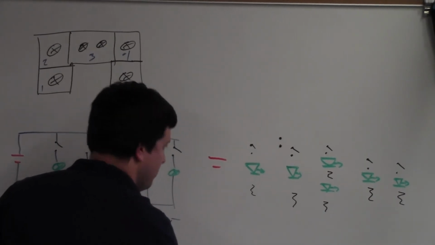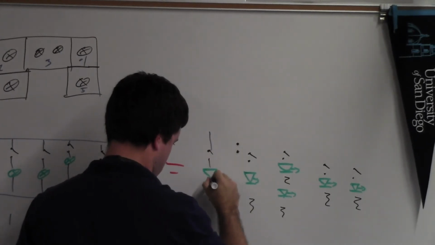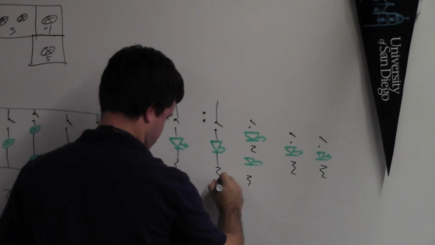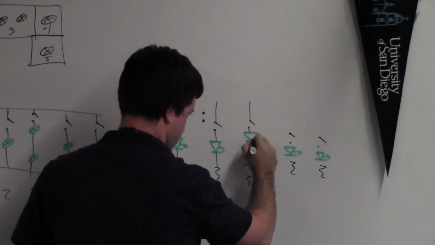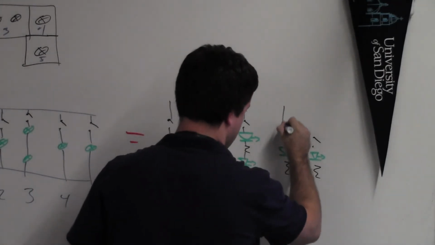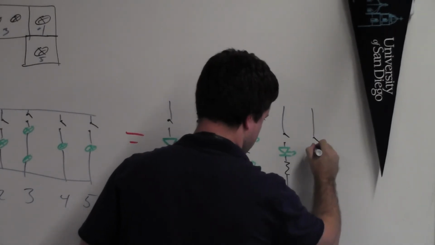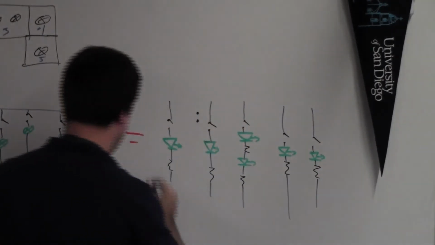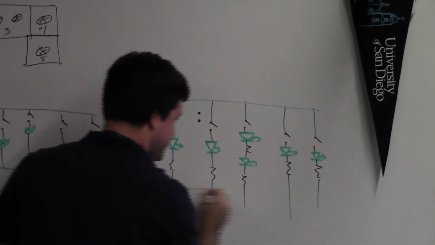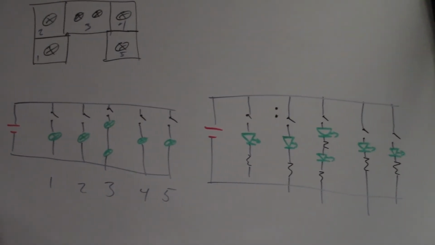So once we have all that down, we just have to wire everything up. So that is the same circuit using LEDs instead of just the Christmas light lamps.